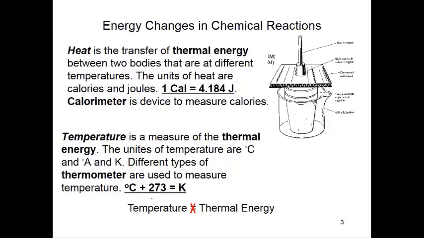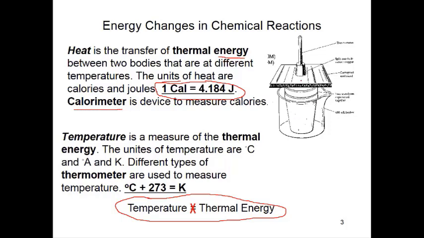So there is a common confusion between heat and temperature. Heat and temperature are not the same. Thermal energy and temperature are not the same thing. Heat is energy. Heat is energy due to the kinetic motion of the molecules, and the unit of heat is calorie or joule, and the conversion between calorie and joule is given here. 1 calorie is equal to 4.184 joule. So this is the conversion factor that is important.